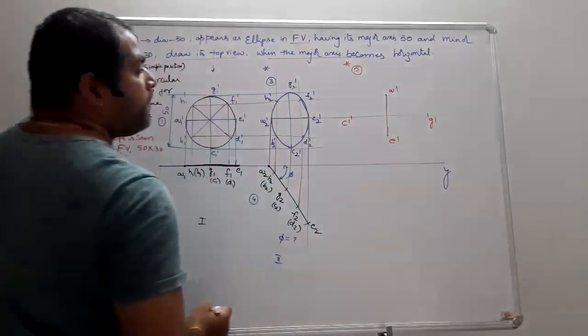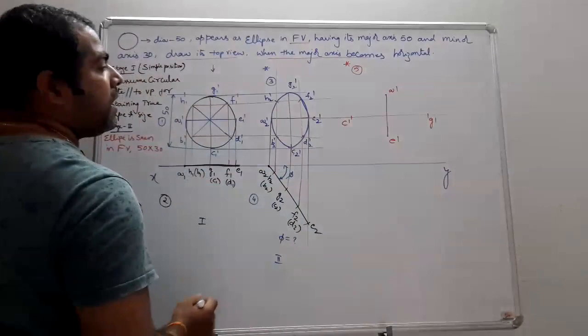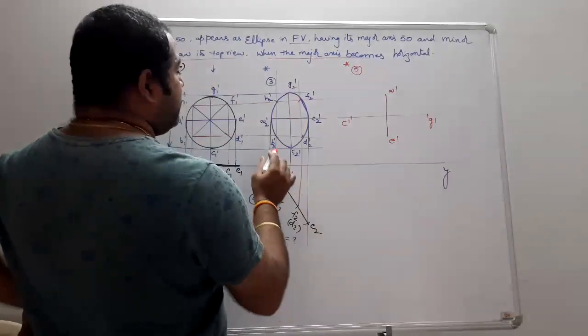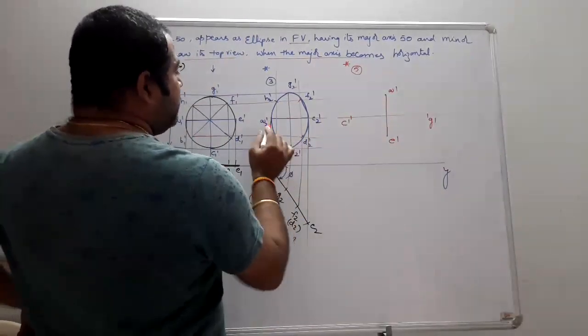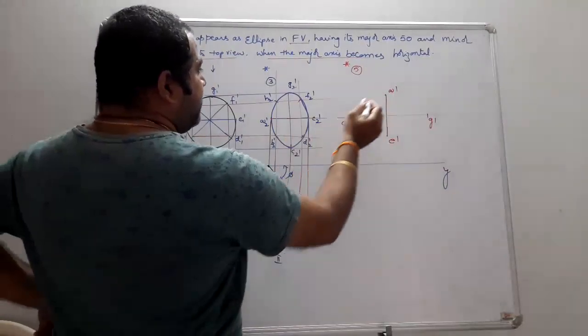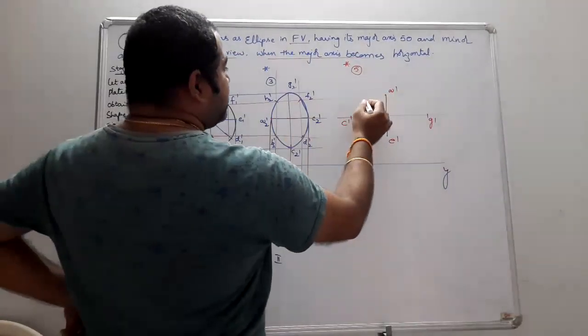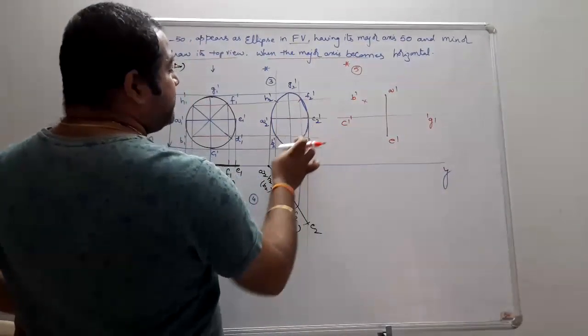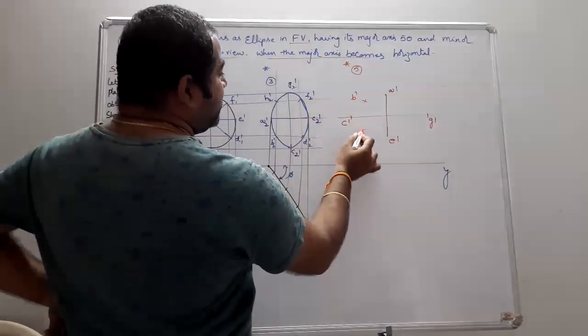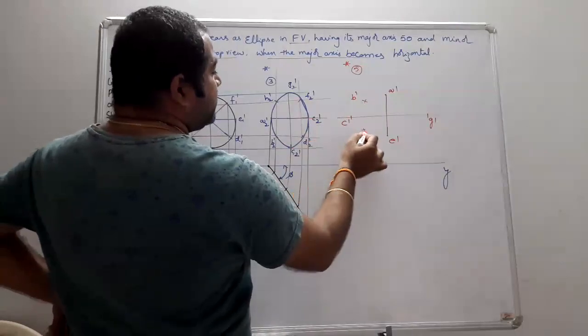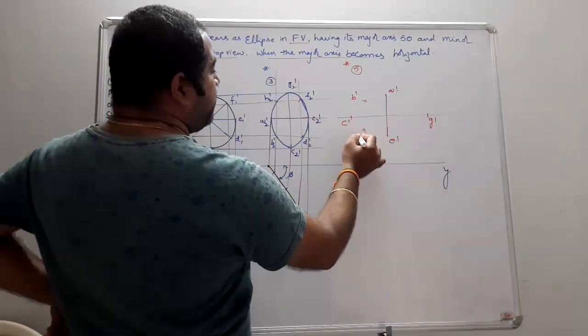Can't we get the remaining points? Yes, the in-between points. For example, in between A and C, I have my B point. So A as center, AB as radius; C as center, CB as radius, cut the arc to obtain B dash. Similarly, in between C and E, you have your D point. C as center, CD as radius, draw an arc. E as center, ED as radius, bisect the arc. You will get the point D.